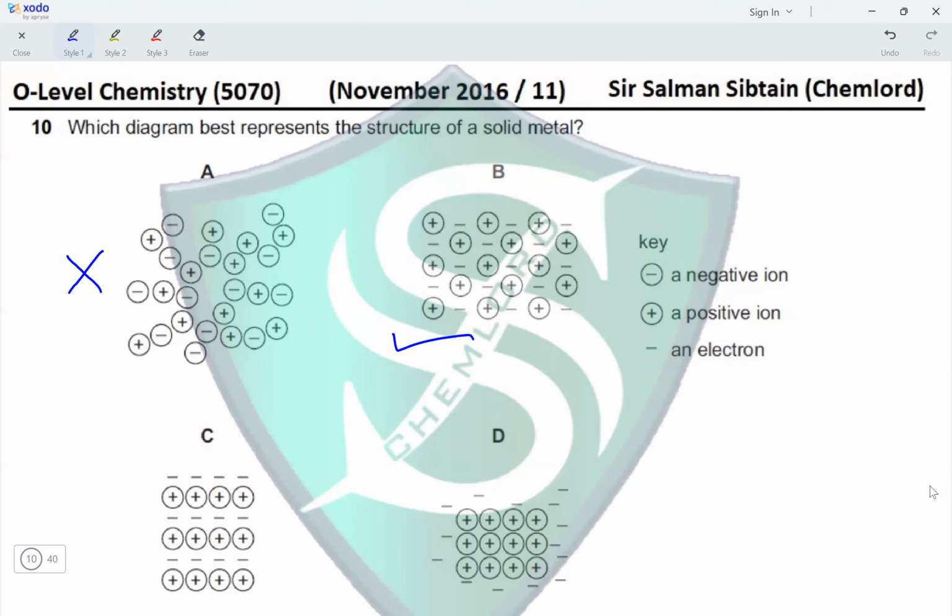In C, we have regularly arranged electrons and positive ions. So electrons are not delocalized. So this is not the structure of a metal. And in D, all the positive charges are together and all of them are surrounded by electrons. This is not the structure of a metal. So the correct option for this question is option B.